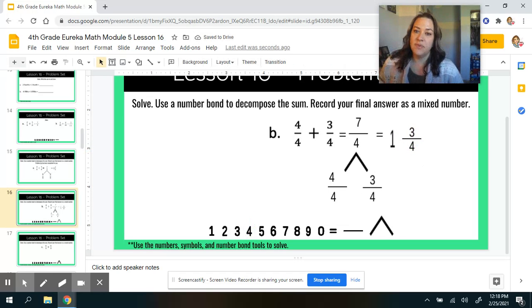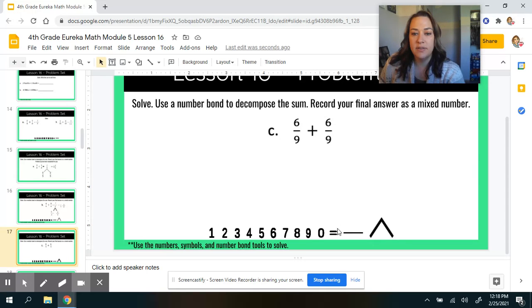All right. So 4 plus 3 gave us 7. We took 4 of those out because we know that if I'm working with fourths, I need 4 of those to make 1. And I rewrote that one as 1, and then we still had 3/4. So we read this as 1 and 3/4 is equivalent to 7/4.